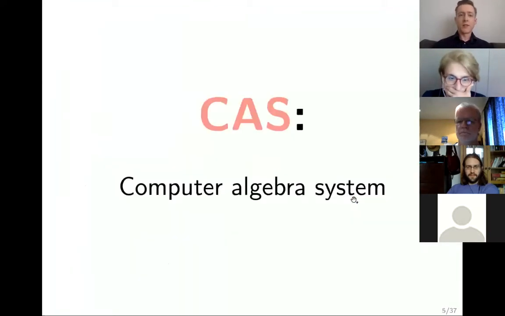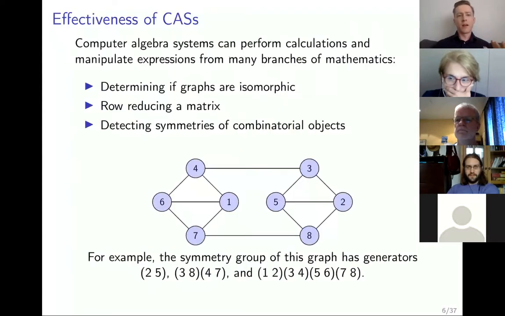The other piece of software I want to talk about is the CAS, or computer algebra system. This is software designed to do high-level mathematics. You can give them graphs, you can give them matrices, or you can compute with groups. For example, here I have this 8 vertex graph. You can ask a computer algebra system to give you the automorphism group and a set of generators, for example. Then you can do computations in that group. So CAS are really good at doing mathematics very effectively.